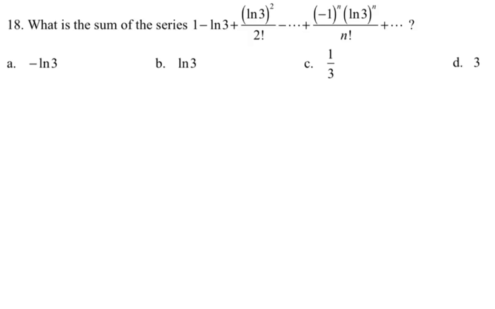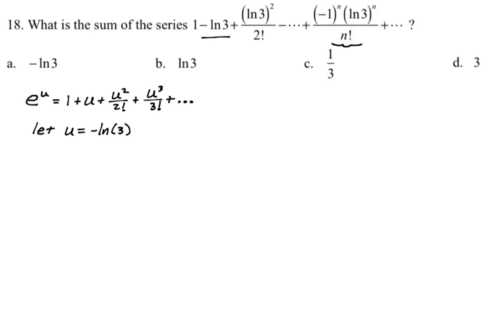And again, just look at the factorials, right? So e to the u is 1 plus u plus u squared over 2 factorial, and so on. So I'm going to write that down. Now, what am I subbing in? Well, I'm subbing in negative natural log of 3. So I'm going to let u equal negative natural log of 3. So replace every u that you see with that. That'll give me this. e to the u is negative natural log of 3, and so on.